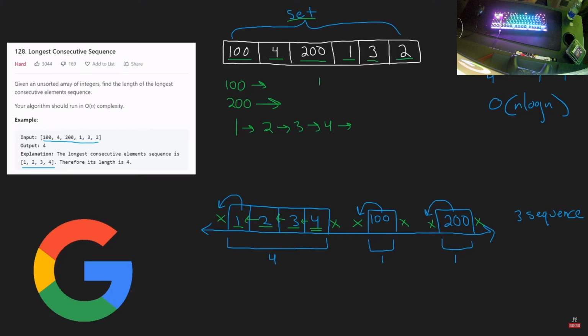The first sequence is length 1. The second sequence is also length 1. The third sequence is length 4. So this is the longest sequence. Now we took a really complicated problem, or seemingly complicated, and we broke it down so easily.